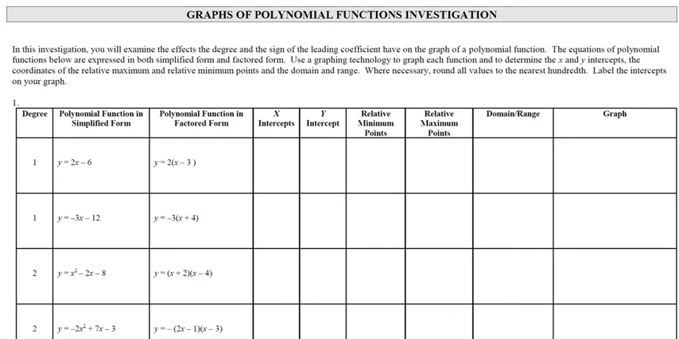Use a graphing technology. So, my favorite is Desmos.com. Have I shown you that before? No. Oh, okay. Let me show you that.